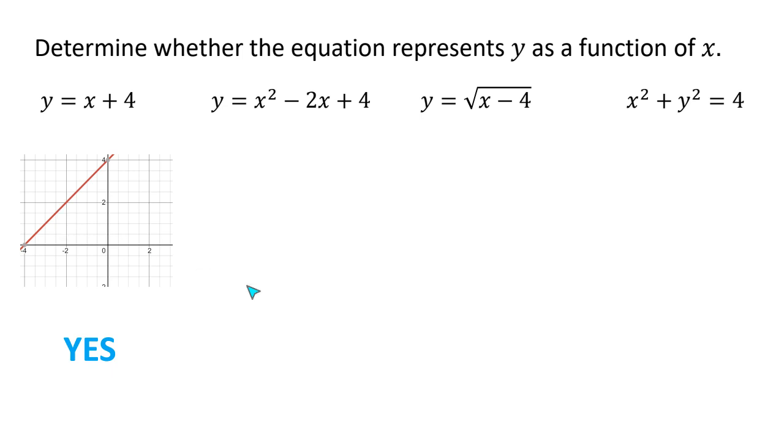Okay, so any line is going to be a function. Now in this second one, is this a line? Well, no, because the highest power of x is a 2.